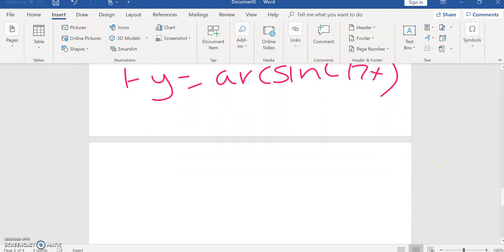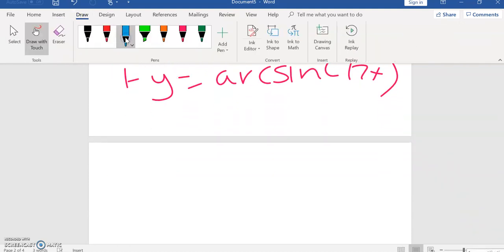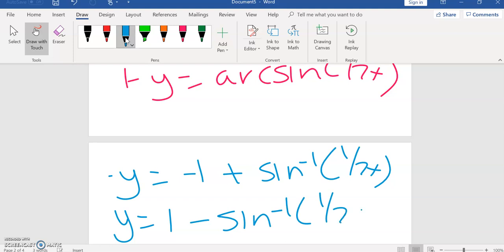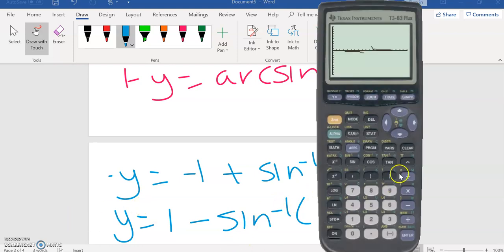And then I'm just going to move that 1 back. So I'm going to get negative y equals negative 1 plus the arc sine of 1 over 2x. Multiply through, so then y is 1 minus the arc sine of 1 over 2x. Now at this point, this is finally what I'm going to put into my calculator.